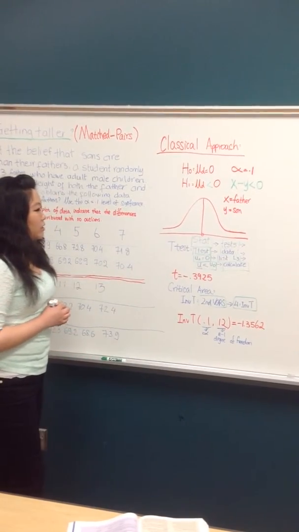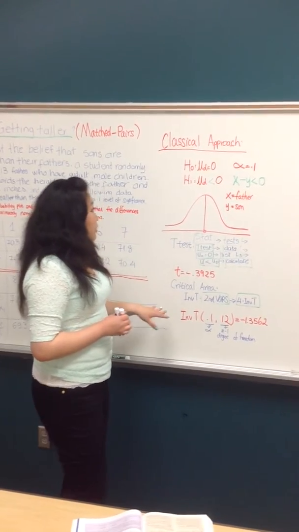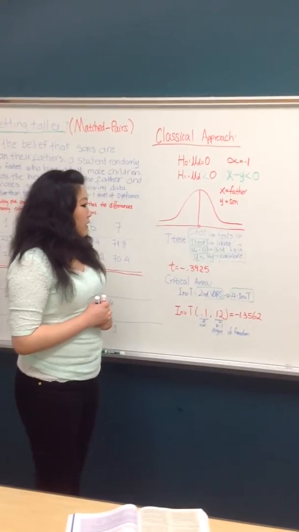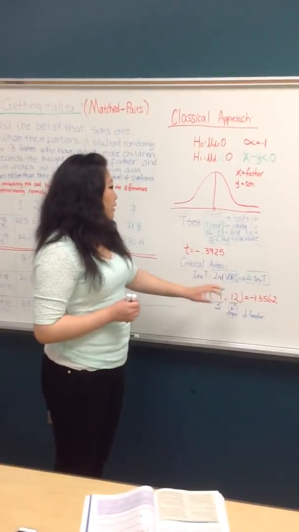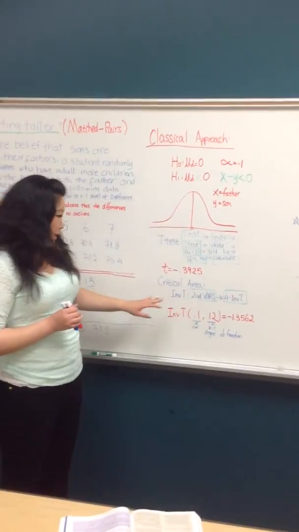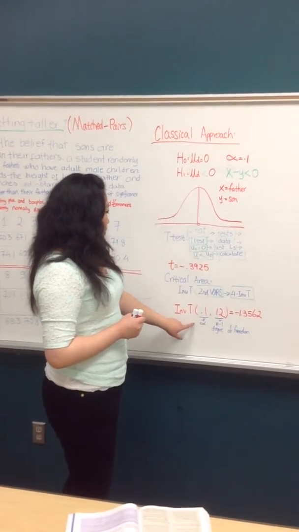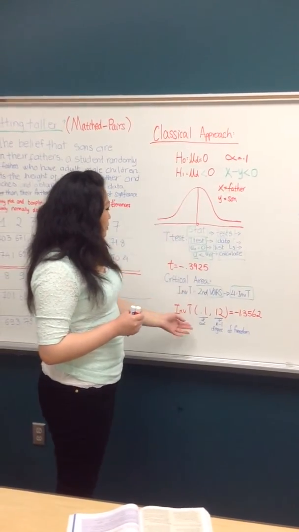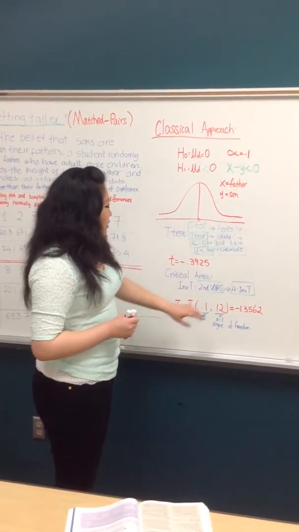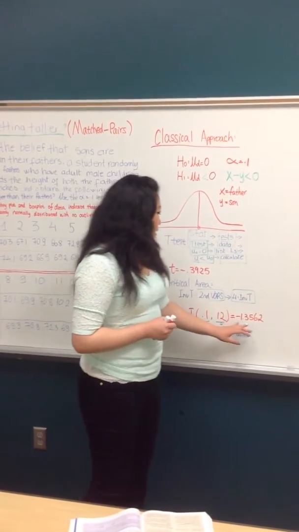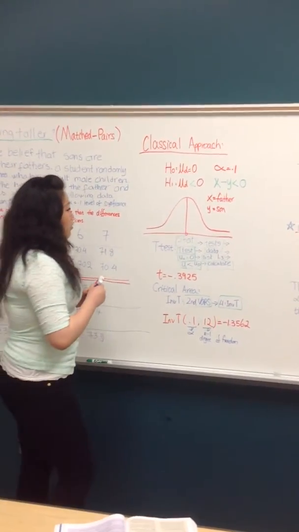Okay, so once we have that, we're going to check if this number falls in the critical area. To make sure of that, we can use the calculator function called inverse t. Here's the way to find the inverse t in your calculator, okay? And then we're going to use inverse t, where we put in the level of significance, 0.1 right here, and the degrees of freedom, which is n minus 1, so it's 12. And then we can see the answer is negative 1.3562.